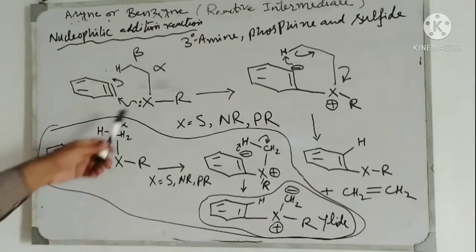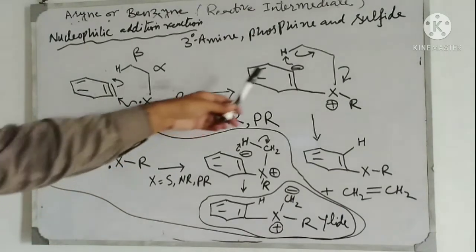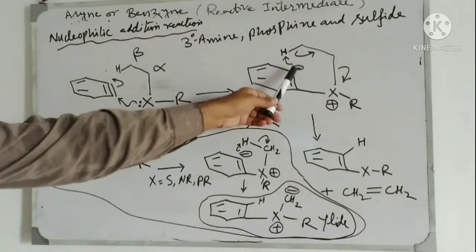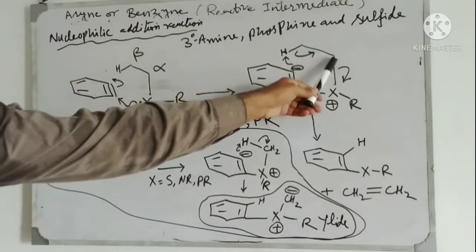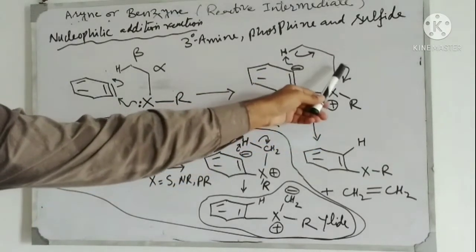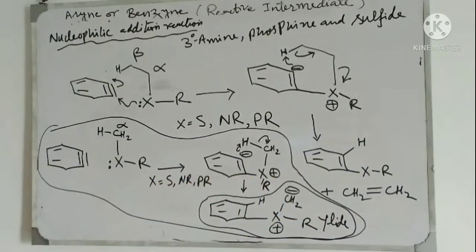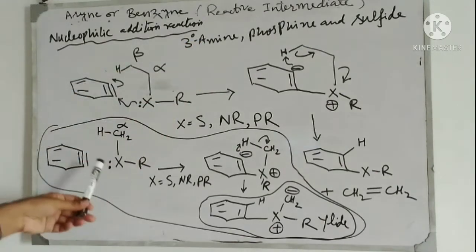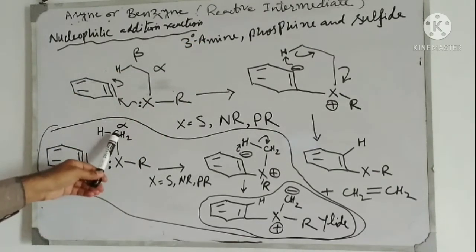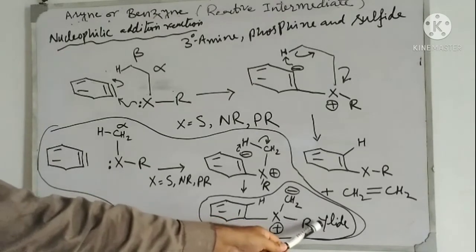You can see here this lone pair of X attacks the benzyne. We get a negative charge here, then this negative charge takes this hydrogen, and then these 2 electrons are shifted here, and this bond between X and this carbon is broken to form this ethene and substituted benzene as the product. But when these tertiary amine, phosphine and sulfide have alpha hydrogen, this is the alpha carbon, and the hydrogen attached to this is called alpha hydrogen, then we end up with this product, ylide.